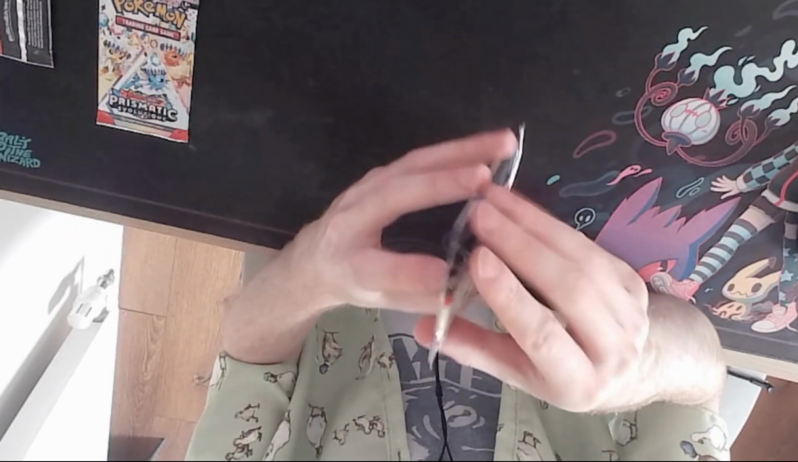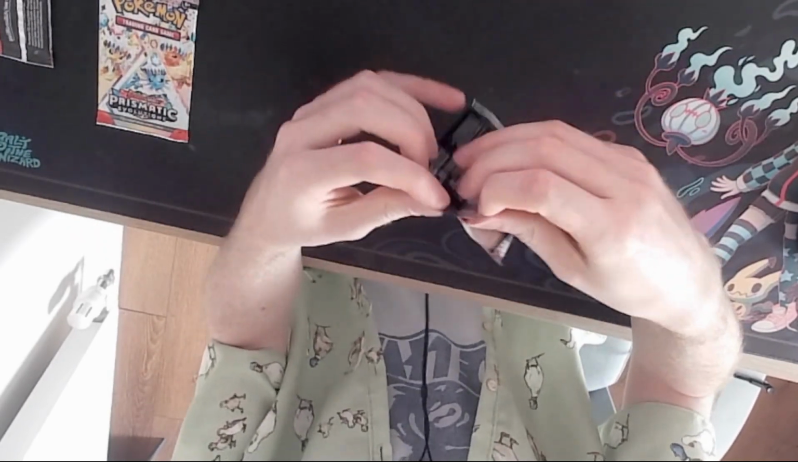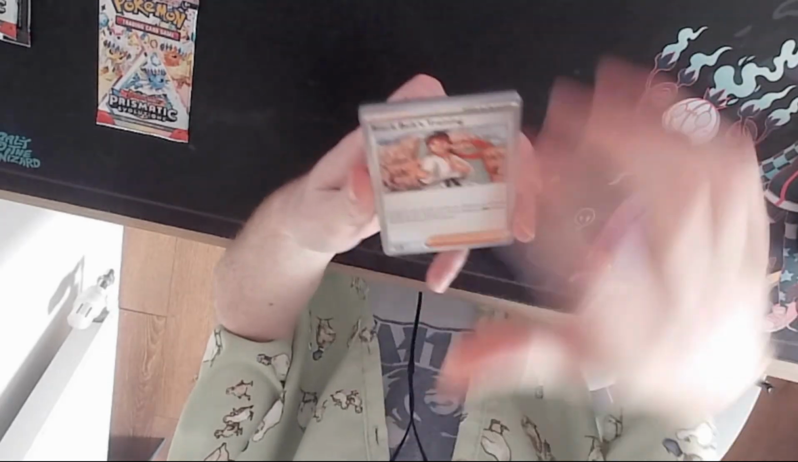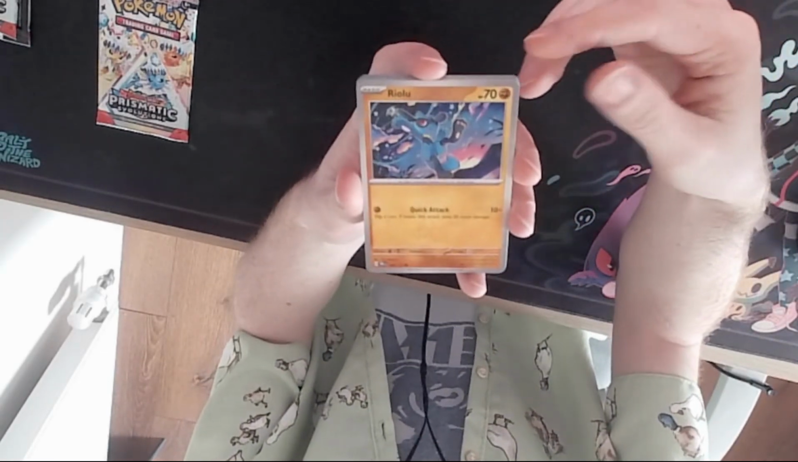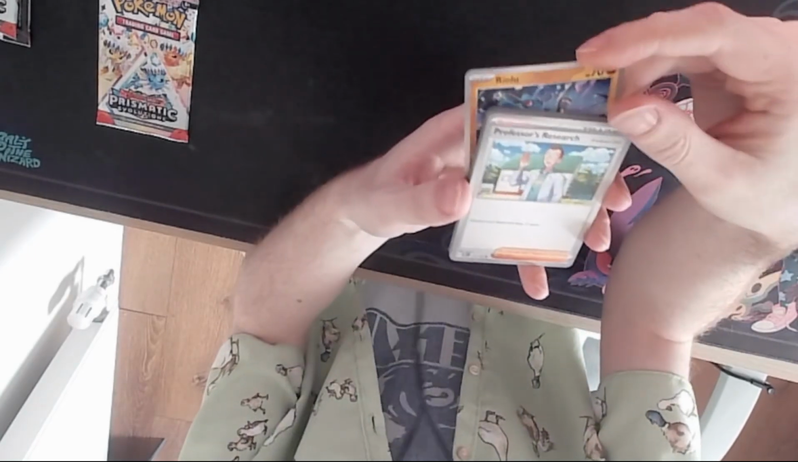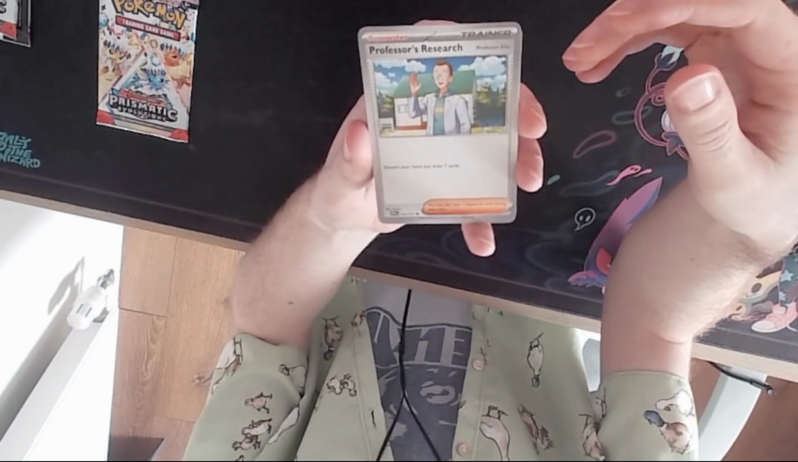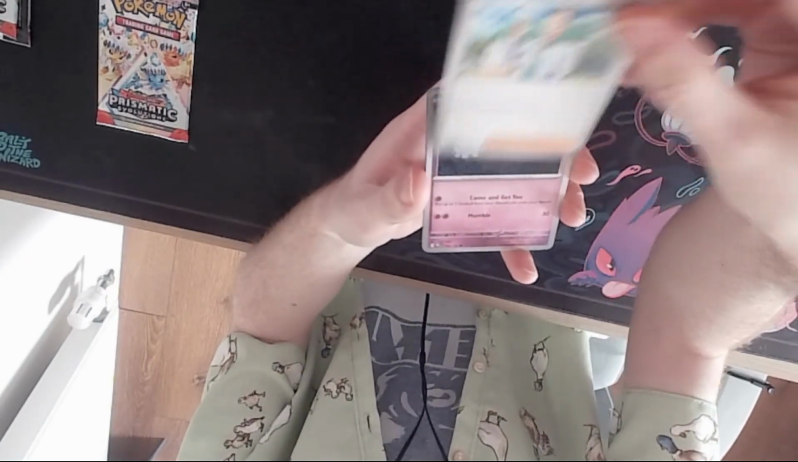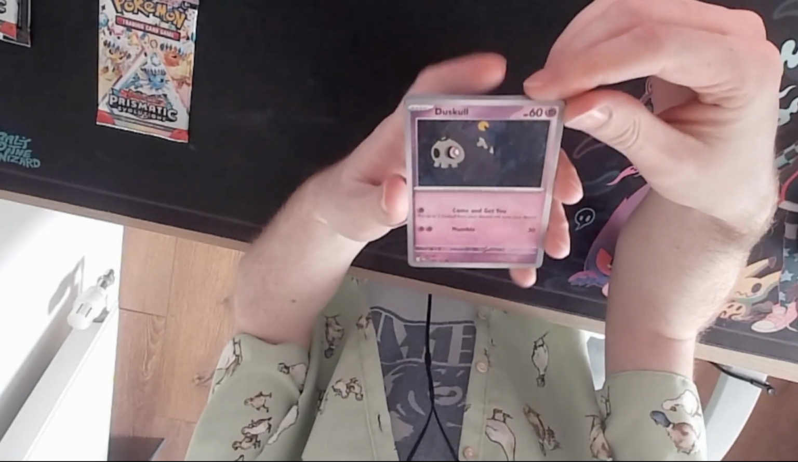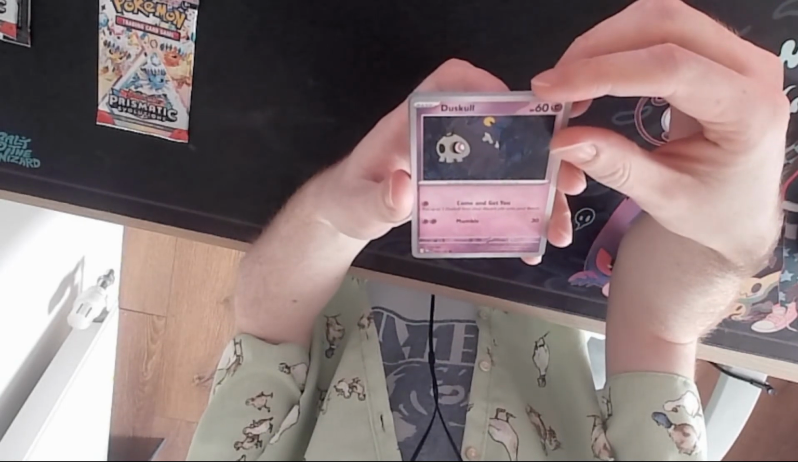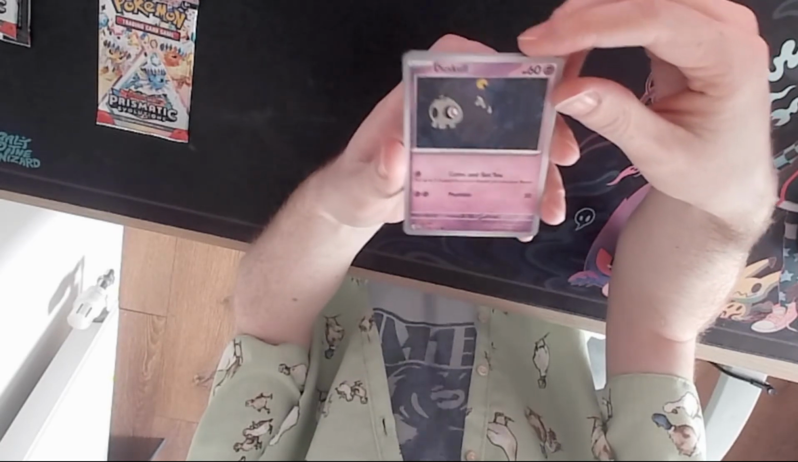Right, pack number 2 of 3. Let's go. Black Belt's Training. And then we have Froslass. Oh, all the Froslass fans in the chat. Rise up. Professor's Research, again. It's just a duplicate. It's cool. Duskull. We do stan ghost types. They are pretty cool. Ghost type? Dark type? Oh, maybe I'm being really stupid.